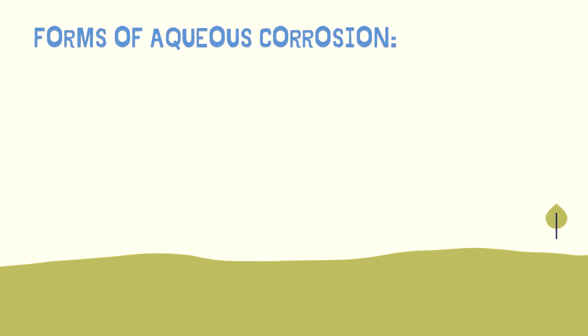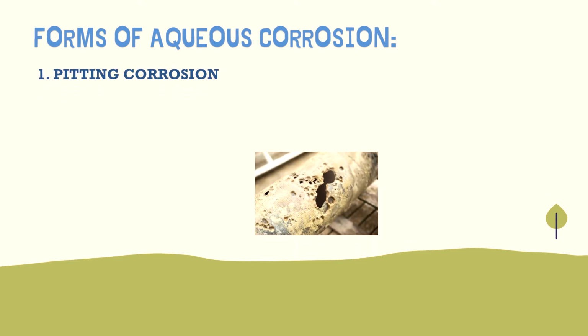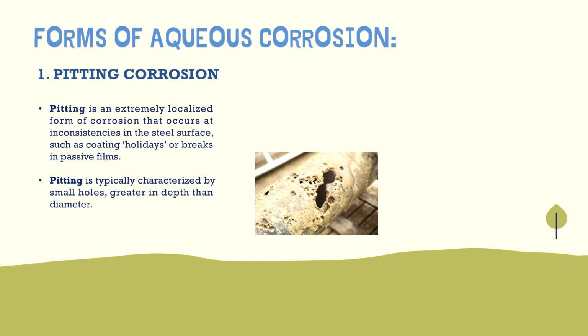There are different forms of aqueous corrosion, one of which is pitting corrosion. Pitting corrosion is an extremely localized form of corrosion that occurs at inconsistencies in the steel surface, such as coating holidays, or breaks in passive films. Pitting is typically characterized by small holes, greater in depth than diameter.